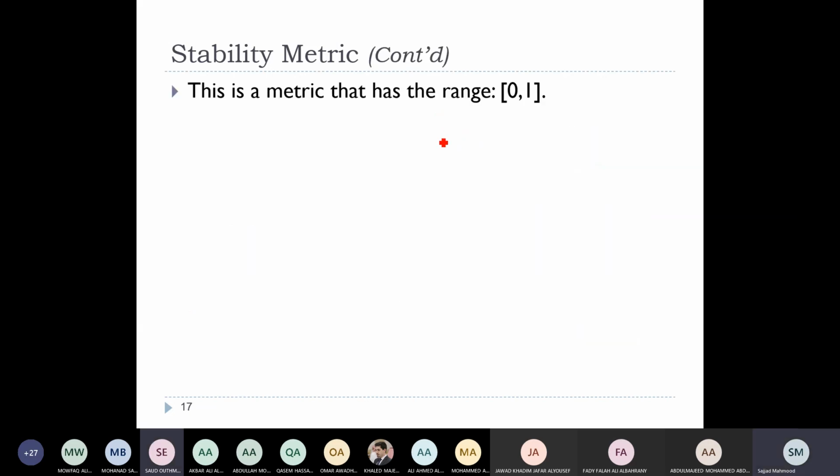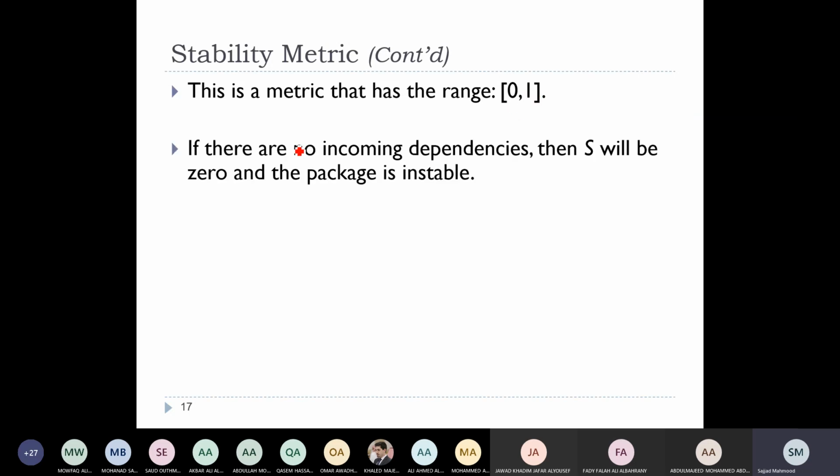So in a nutshell, our stability for a package will have a value between 0 and 1. Of course, if there is no incoming, the value of S will be 0 and we will call the package unstable, which will mean what? Easy to change or hard to change? Easy to change, because there are no incoming dependencies. This means nobody depends on me, so I can go on and change it.